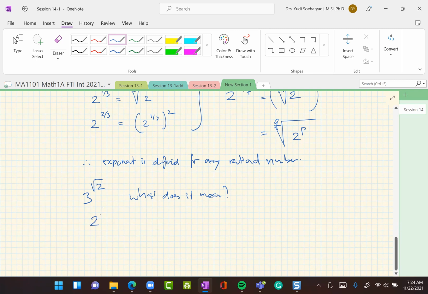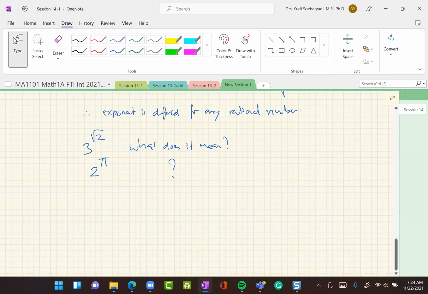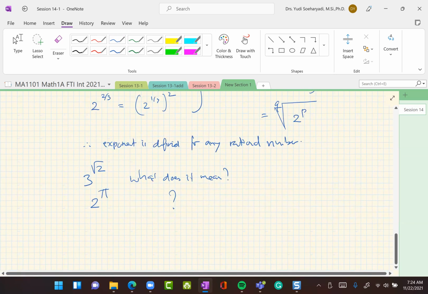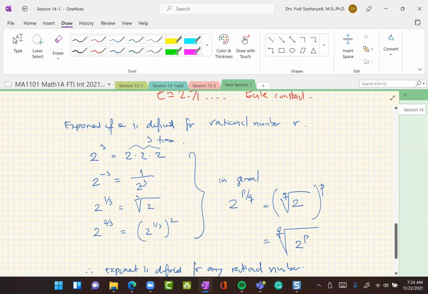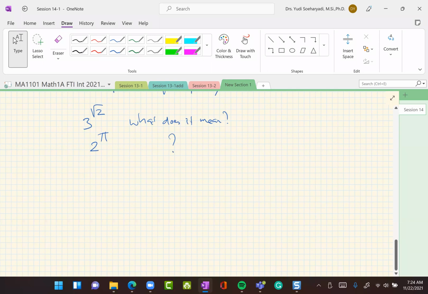2 to the power of pi. Okay. So we don't know how to compute this thing. So we will try to compute this one, right? So how do we do this implementation? This is the purpose of what we discussed using ln, the natural log, and exp.